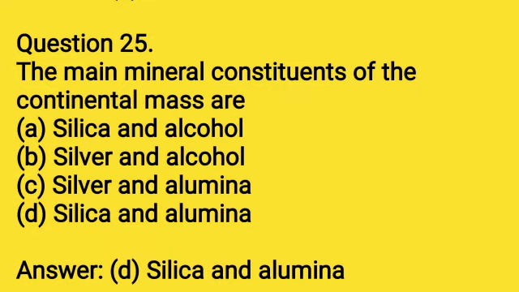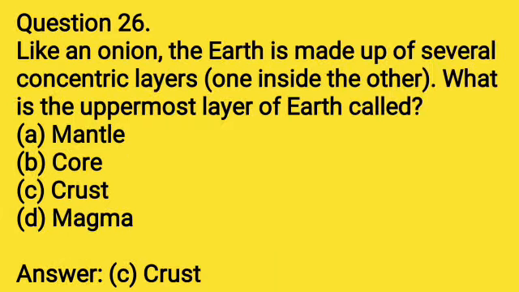Question 25. The main mineral constituents of the continental mass are A. Silica and alcohol. B. Silver and alcohol. C. Silver and alumina. D. Silica and alumina. Answer D. Silica and alumina.